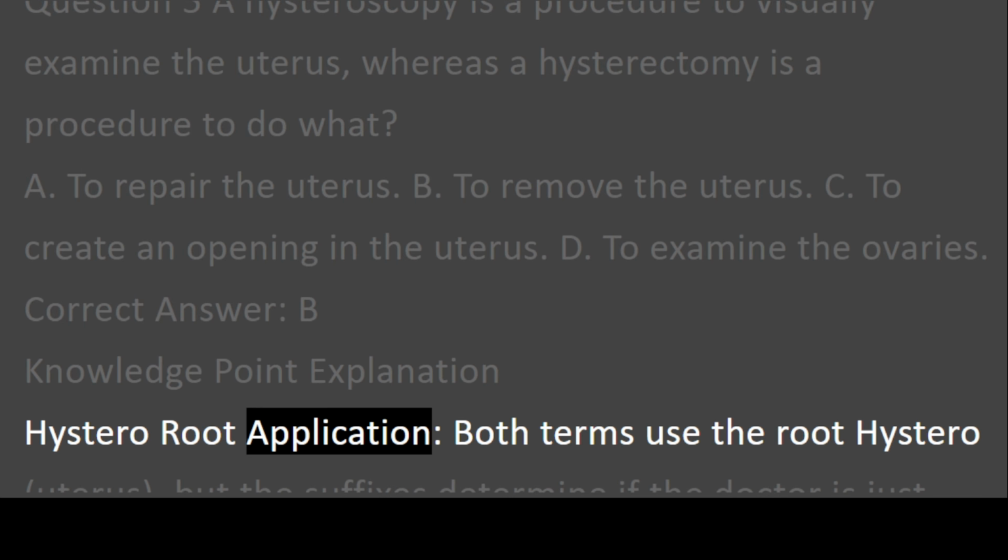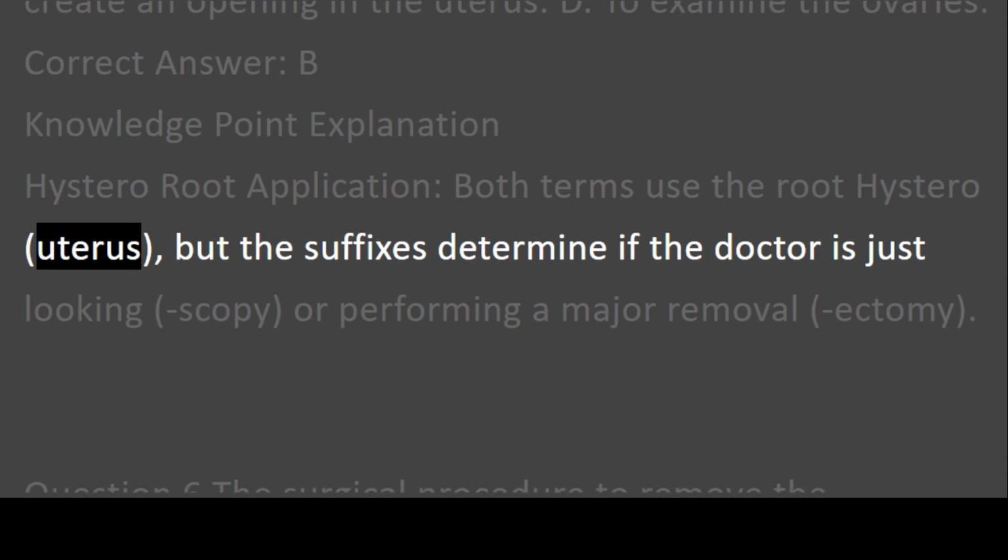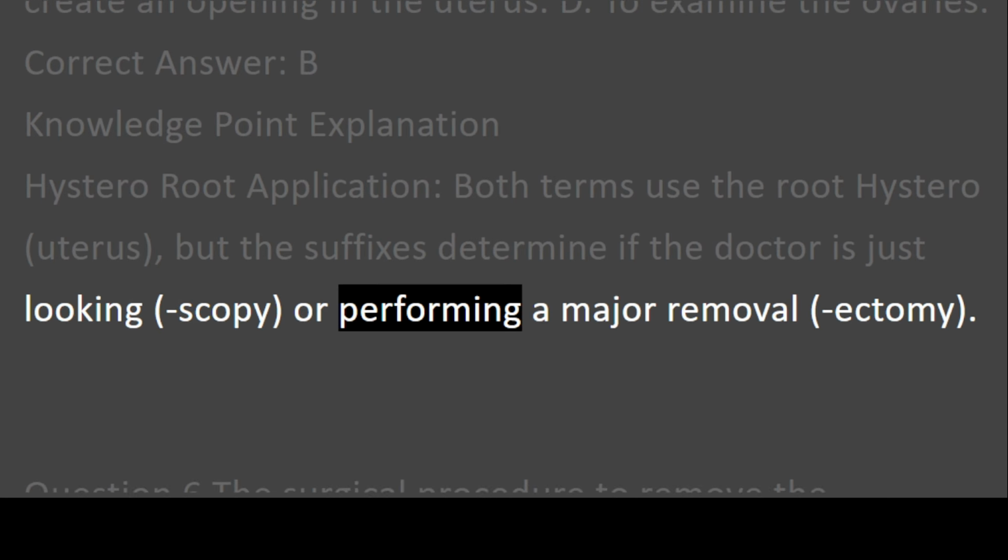Hystero root application. Both terms use the root hystero, uterus, but the suffixes determine if the doctor is just looking, scopy, or performing a major removal, ectomy.